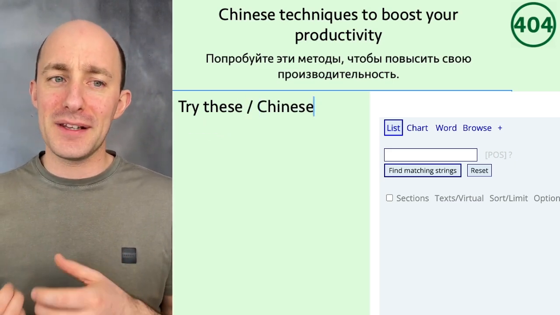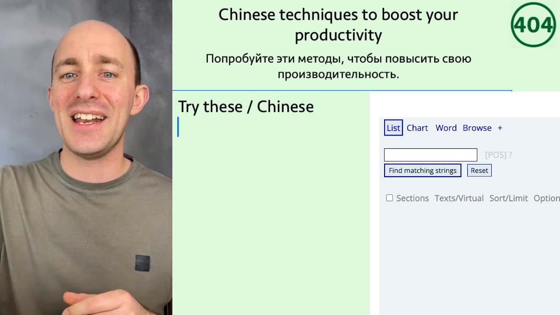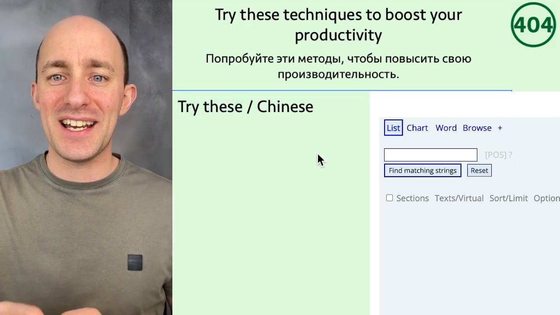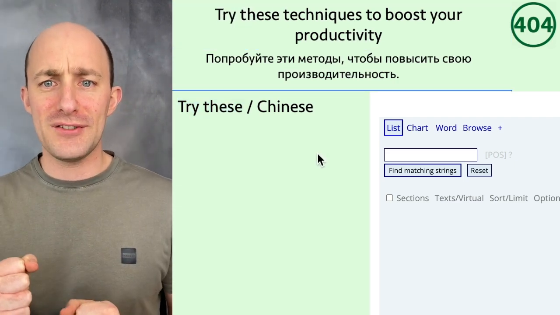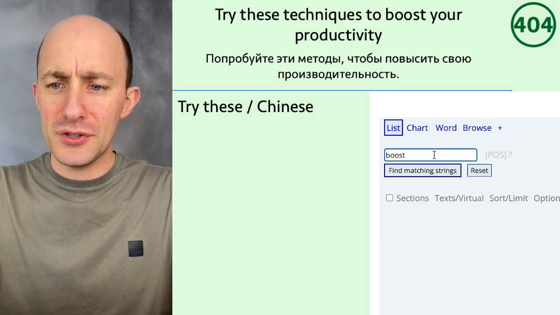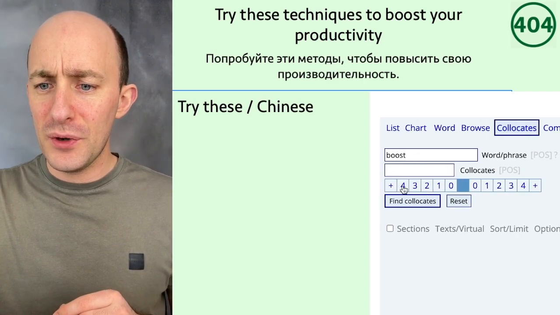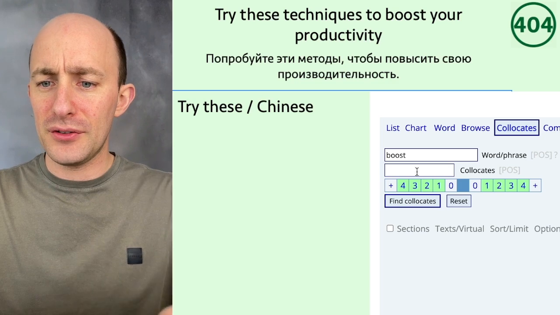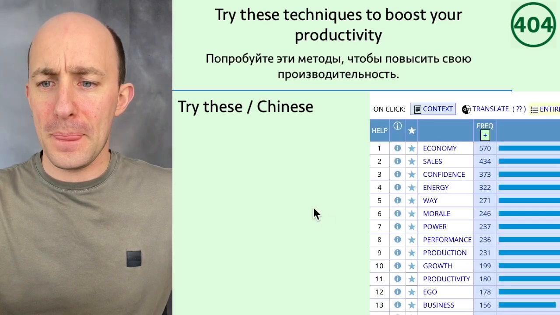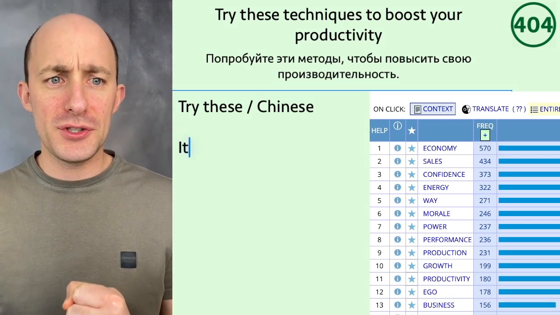Anyway, if you're using voice typing, then you probably have some stories like that when you said one thing and it wrote something completely different. Anyway, it's supposed to be try these techniques to boost your productivity, to give it a boost. I wonder what other things can be boosted. Let's just have a look at collocates and see which nouns are often found either side of the word boost. Let's see. So yeah, we can often talk about it was a boost to the economy.